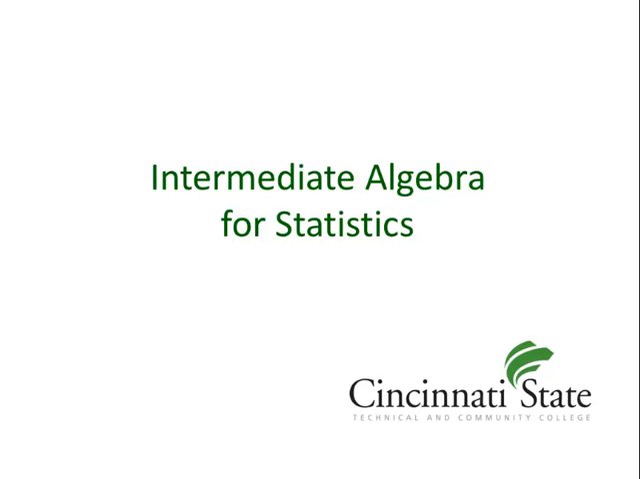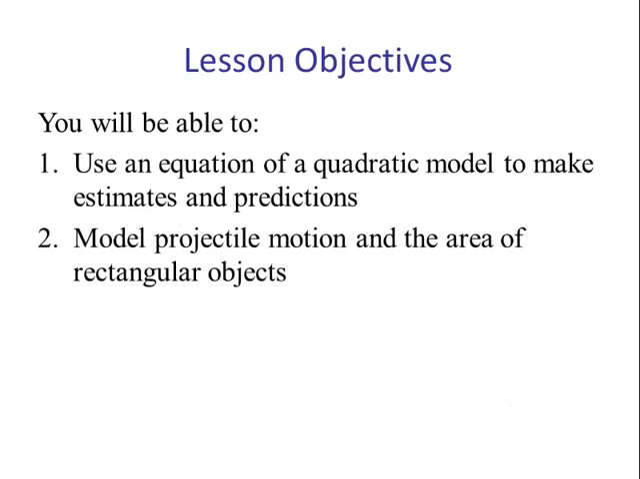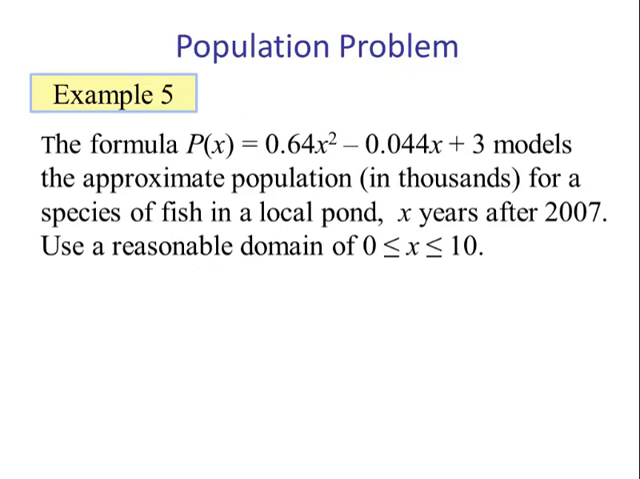Intermediate Algebra for Statistics, Using Factoring to Make Predictions with Quadratic Models, Part 3. Lesson objectives: use an equation of a quadratic model to make estimates and predictions. Model projectile motion in the area of rectangular objects. We'll begin with an example.